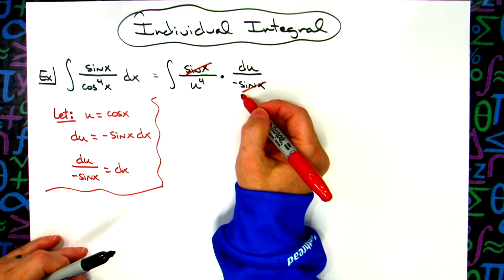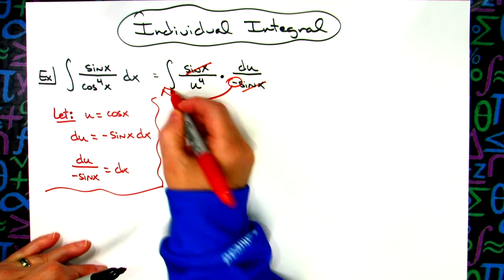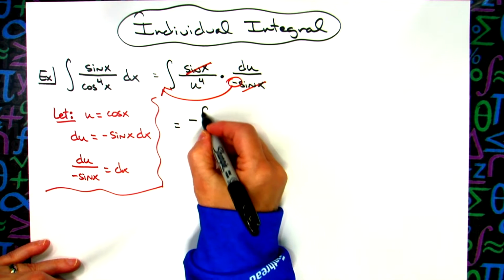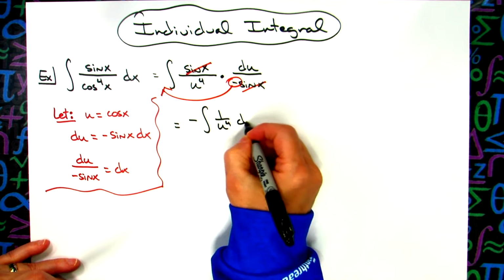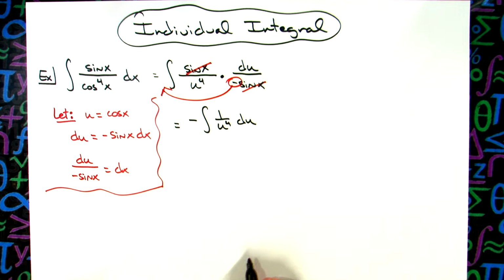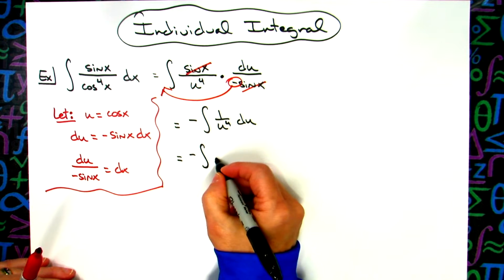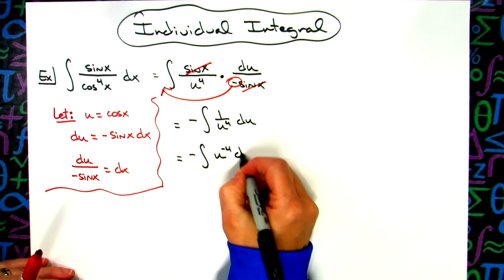All right, and then the number one thing here, got to remember that that negative sign right there, it's going to make it easier if we bring it out in front. So then we're going to have a negative integral 1 over u to the fourth du. Now we want to make this so that we can integrate this. So we're going to have a negative integral, using laws of exponents, u to the negative 4 du.